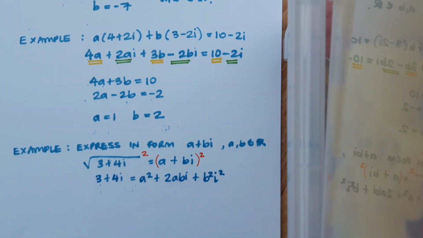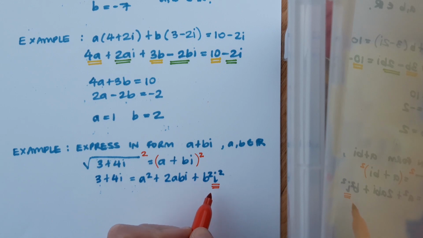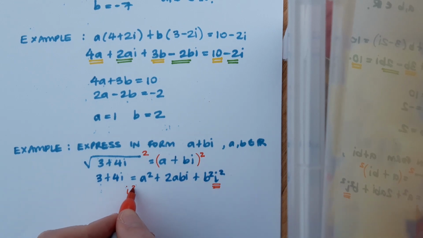So again, just note, when you square out a bracket, square the first term, first by second by 2, square the last term, and of course this time that involves squaring both the b and the i. And here we see the i squared popping up again. Anytime we see i squared, it is equal to minus 1.